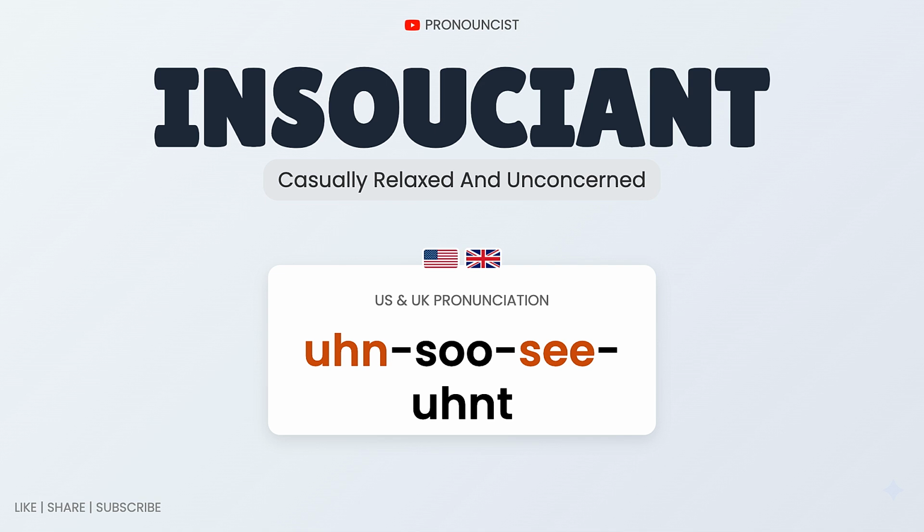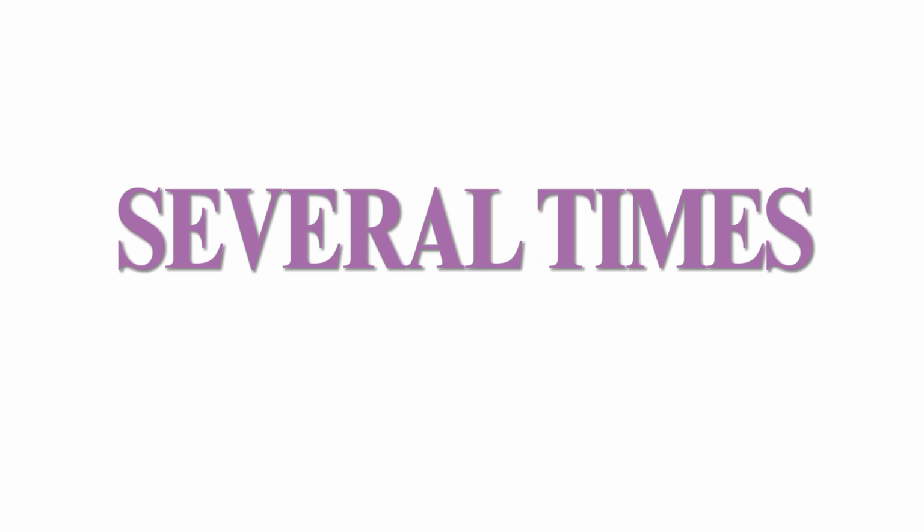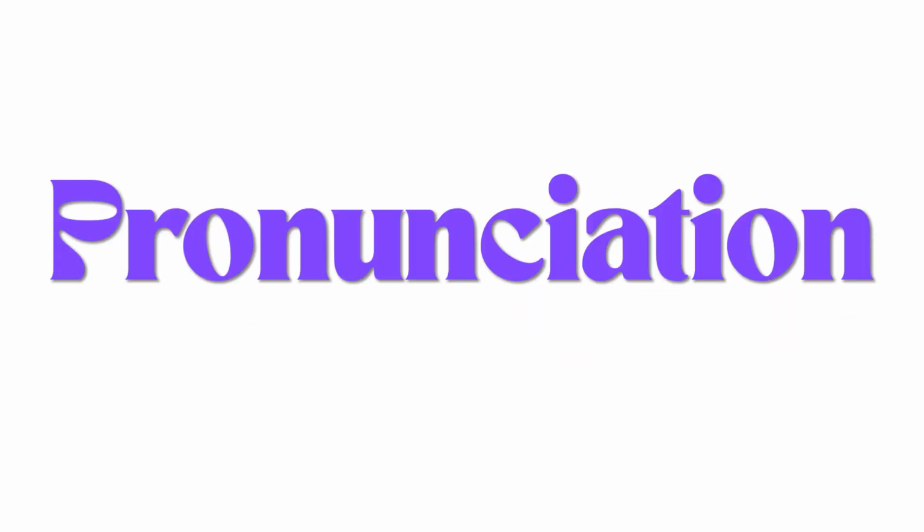INSOUCIANT. Practice repeatedly and you'll soon be able to say this word perfectly. The best way to practice is to repeat the syllable multiple times. The meaning of the word is casually relaxed and unconcerned. Try repeating this word several times to improve your pronunciation.